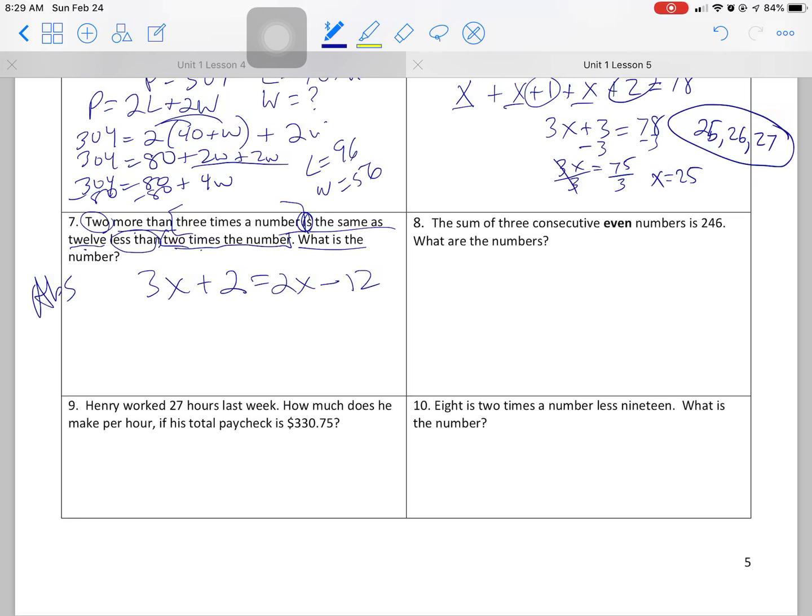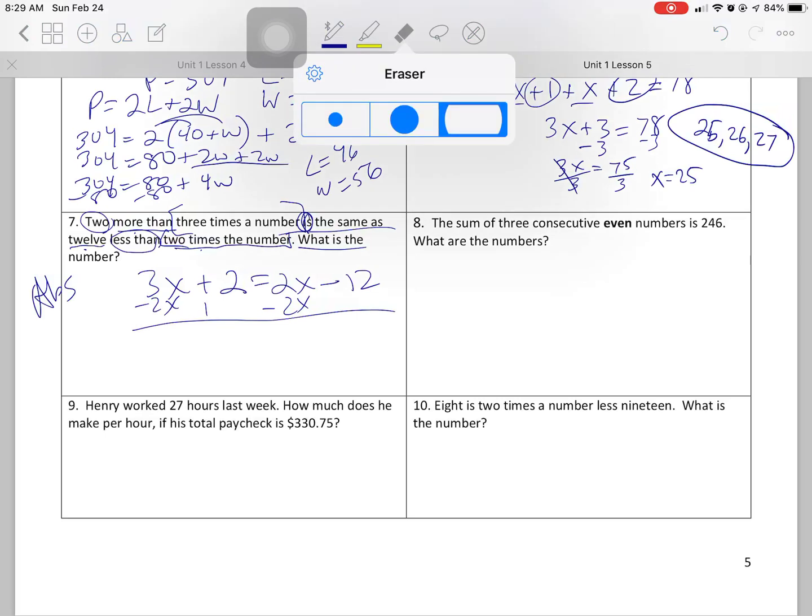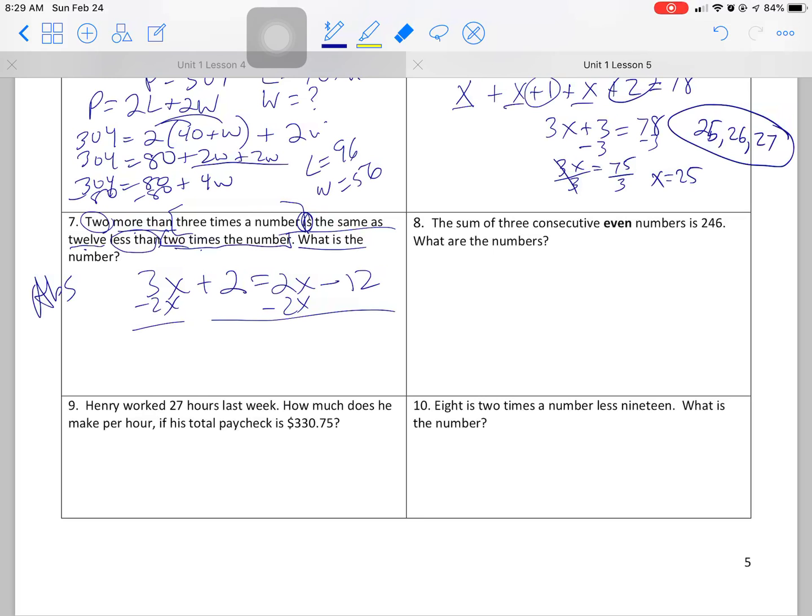What is the number? So that means go ahead and solve. Okay, move that one. Move that one. 3x minus 2x is an x, is a 1x. Minus 14. Let me check my key. Yep, that's what I had. All right, so the number is negative 14. It doesn't have to be a positive number for that one. The consecutive numbers do need to be positive, by the way.